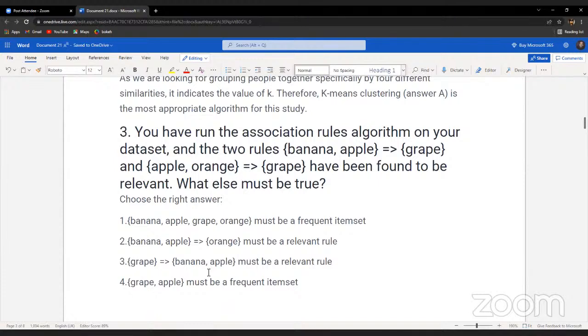Grape implies banana, apple must be a relevant rule. Grape, apple must be a frequent item set. Among these four options, what might be the preferred option? If anyone knows the answer, ping me in the chat box, and we'll discuss the answer within a minute.